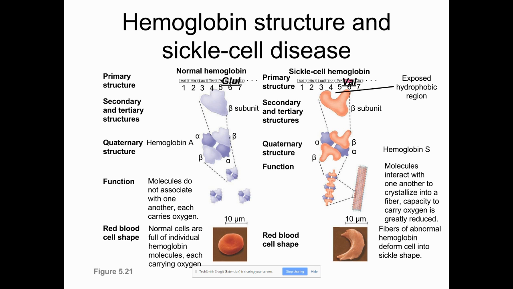Sickle cell anemia deals with your red blood cells. In particular, it deals with the protein in your blood cells that carries oxygen. What's the protein in your red blood cells that carries oxygen?